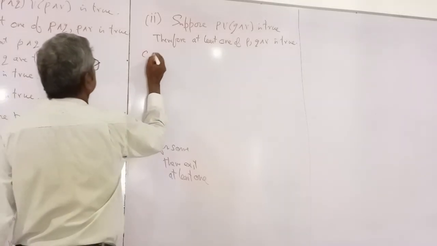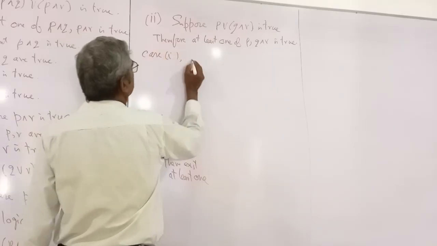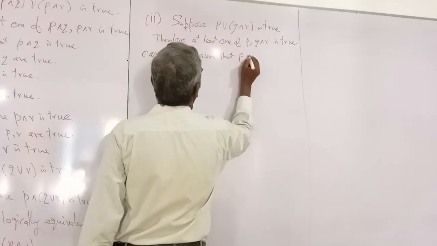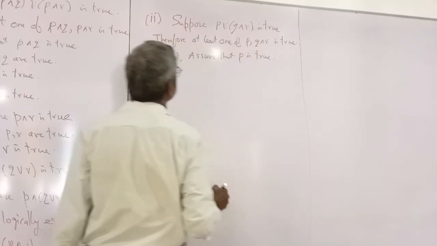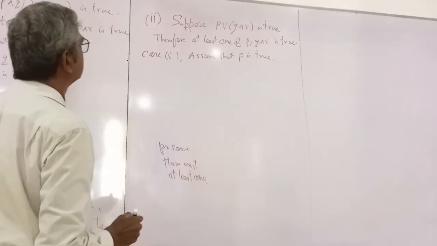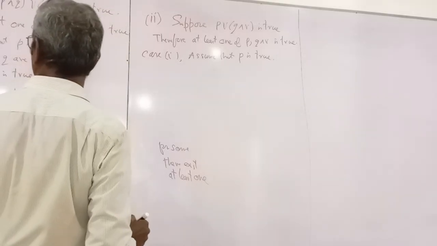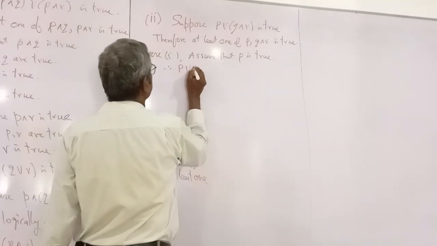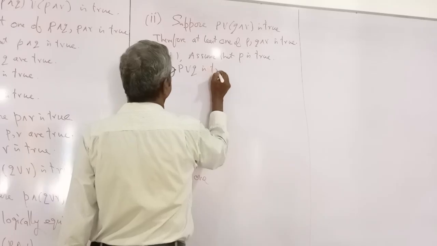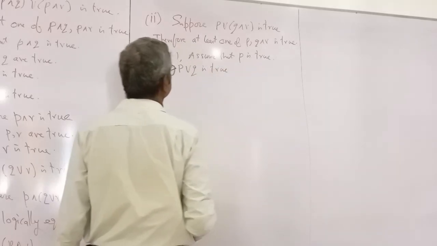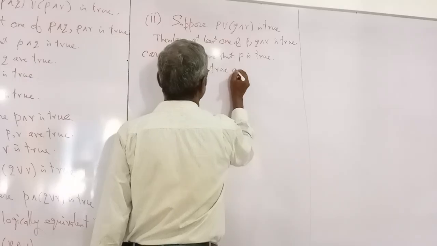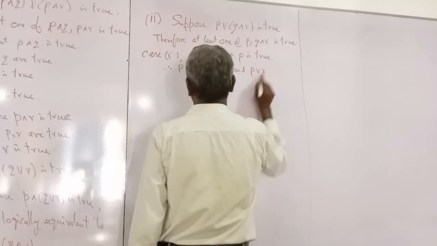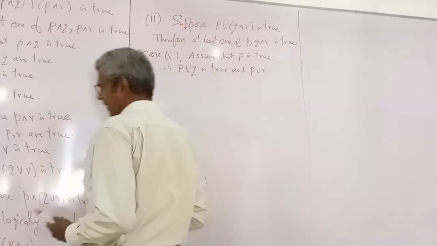Case 1. Assume that P is true. Okay. Then P or Q is true. Therefore, P or Q is true, and can we combine this? And P or R is true. So good to write therefore both.